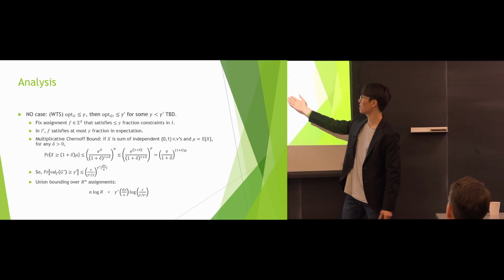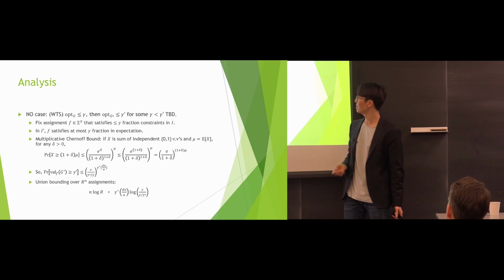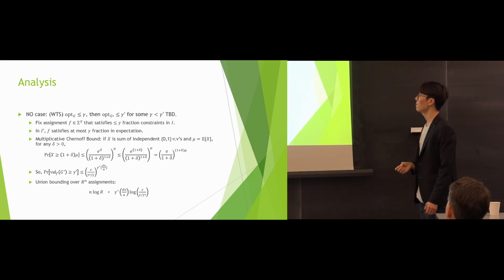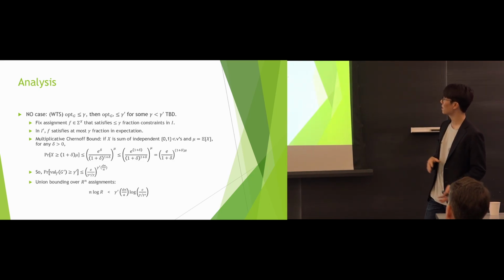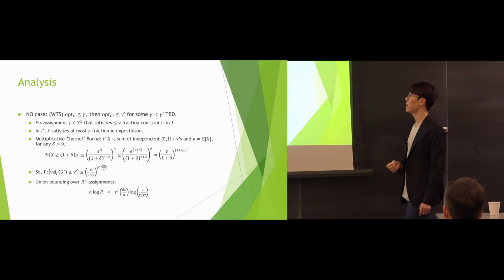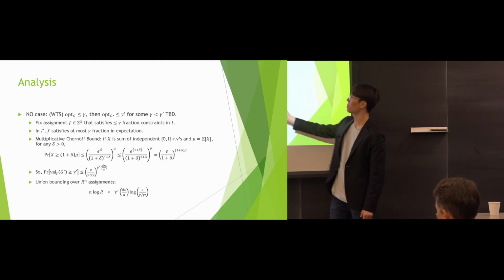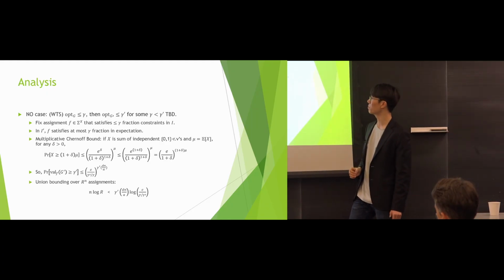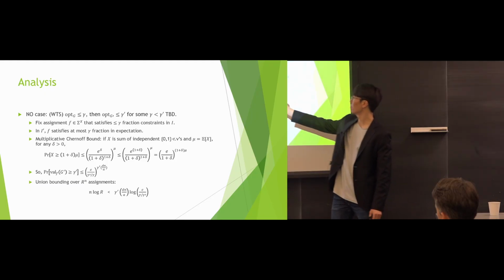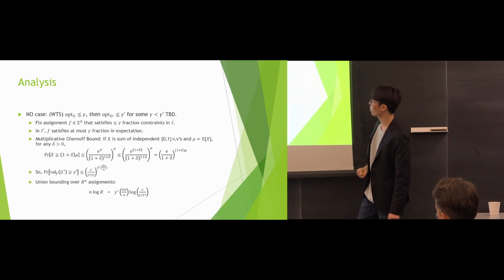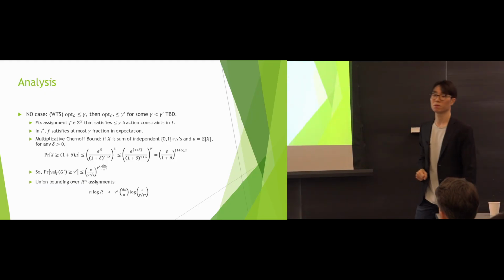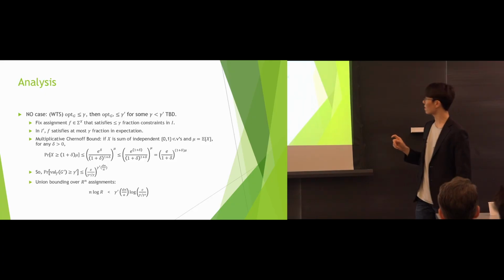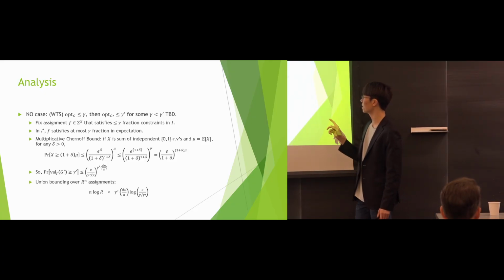It's something that can be easily found on Wikipedia. If X is a sum of independent 0-1 variables, and mu is our expected value, then for any delta greater than 0, the probability that X is greater than 1 plus delta times mu can be bounded by e over 1 plus delta, to the power of 1 plus delta times mu. Yeah, that's the version of the Chernoff bound I'm using.